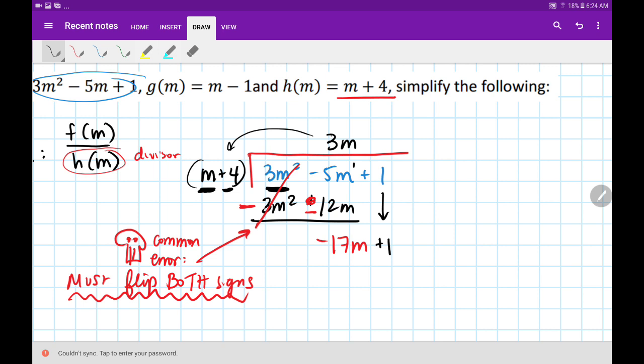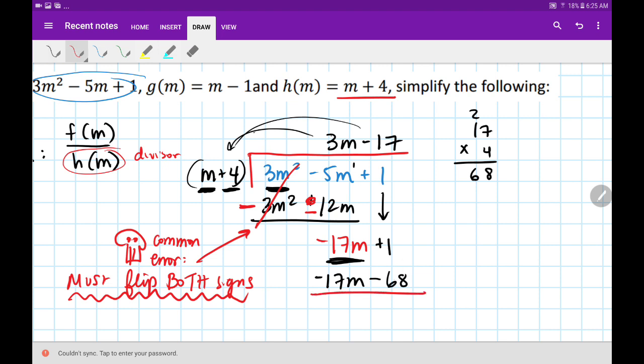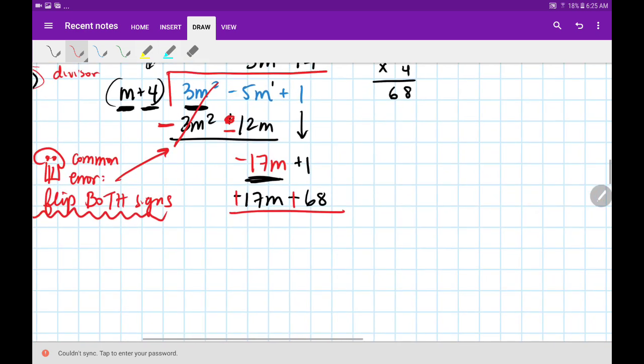And our question is, m times what? We're focusing on the first term. Gives me minus 17m. Answer, minus 17. And now we got to distribute that. Okay, so minus 17 times m. And minus 17 times positive 4 is, let's see on the side, 68. And that was positive or negative? Wait, minus 17, positive 4. So that's negative 68. Okay, now I've got to subtract, so flip the signs. Minus 17 times plus 17 goes away. Plus 1 plus 68 is 69.